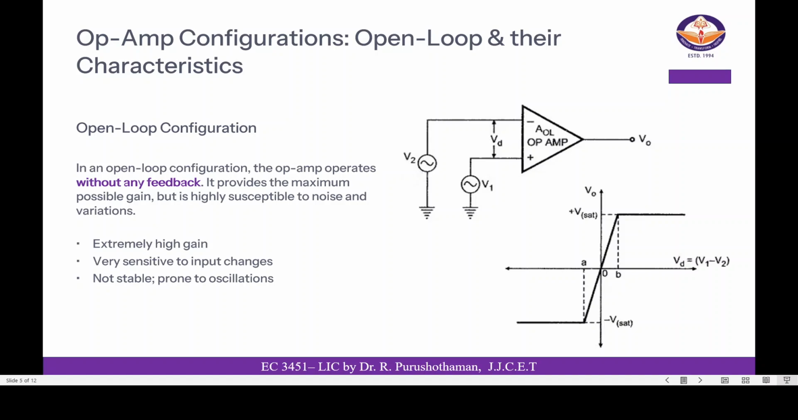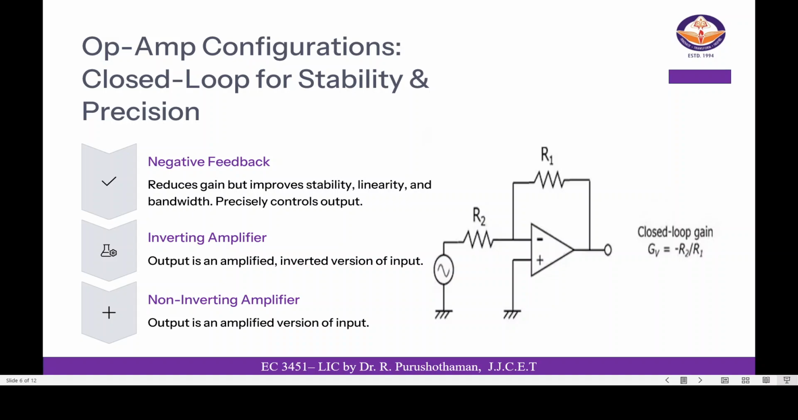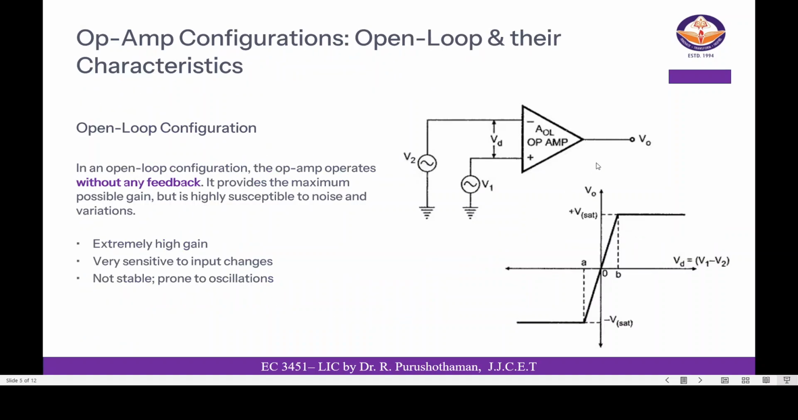Then operational amplifier configurations: open loop and closed loop configurations are there. This is the open loop configuration and this is the closed loop configuration. In open loop configuration, there won't be any feedback. That is, the op amp operates without any feedback. From this schematic representation, we can identify that there is no feedback here in open loop configuration. So it provides the maximum possible gain but is highly susceptible to noise and variations.